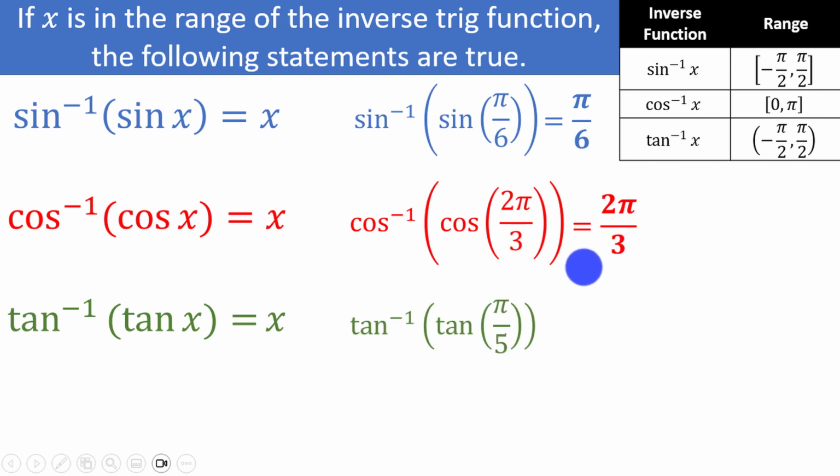Okay, and then finally we have inverse tangent of tangent of pi over 5. Now pi over 5 is not a commonly known angle, but thankfully if we look at the range of tangent, we are within that range, right? Pi over 5 is between negative pi over 2 to pi over 2, so therefore the answer will also be pi over 5.